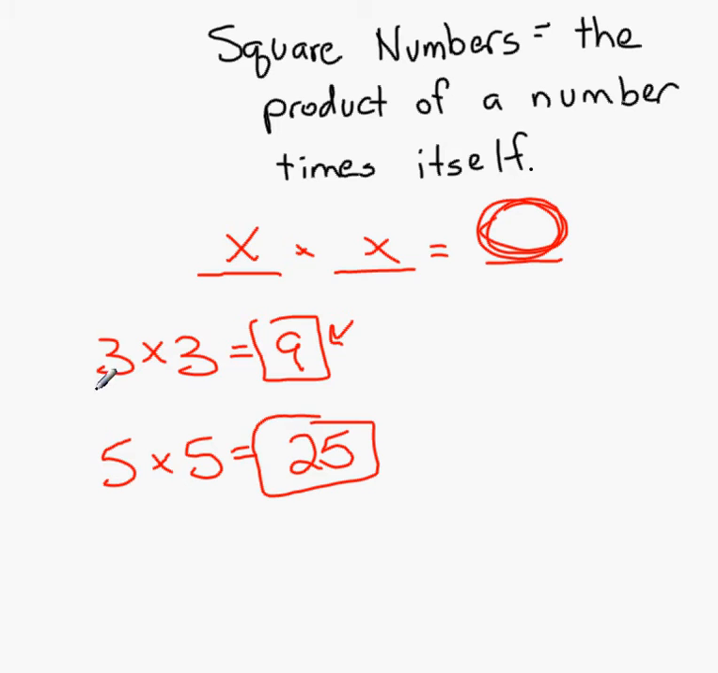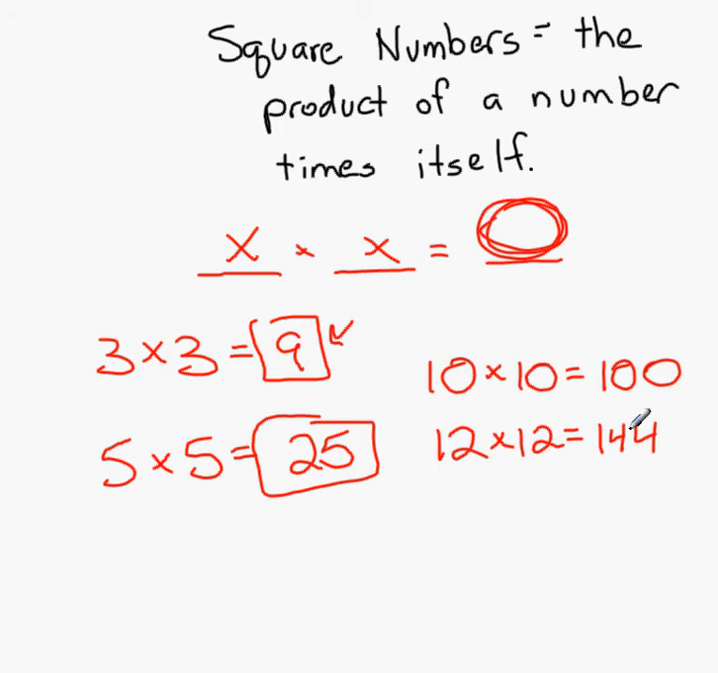Knowing your multiplication facts, again, will help you tremendously on here, because we're going to get pretty big. We're going to get some big numbers. 10 times 10 is 100, and 12 times 12 is 144. These two are both square numbers.